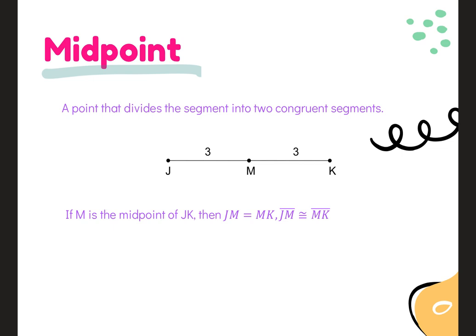In this diagram, if M is the midpoint of JK, then JM equals MK, or JM is congruent to MK. So because M is the point that divides this into two equal segments, and I know that because of the 3 and the 3, I know M is the midpoint. So you would either see it with a value like that, you'll see it with tick marks, which match congruency marks, or it will say something like M is the midpoint of JK.